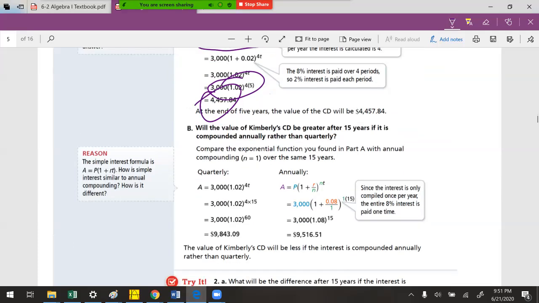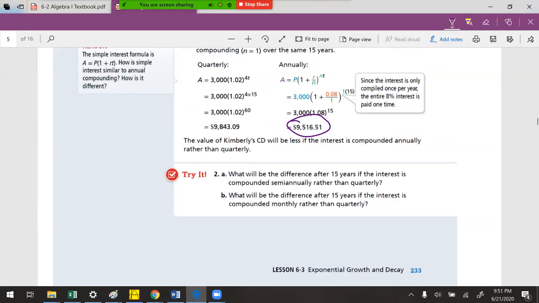Now, what if it's done annually instead of quarterly? Well, annually means 1 because there's only 1 year in a year. So just change N to 1, boom. You actually get less money if you're compounding it annually compared to quarterly, okay? However, what about semi-annually? Well, when you see semi-annually, that's 2, okay? Monthly, that's 12. Let's do the semi-annually one first, okay?